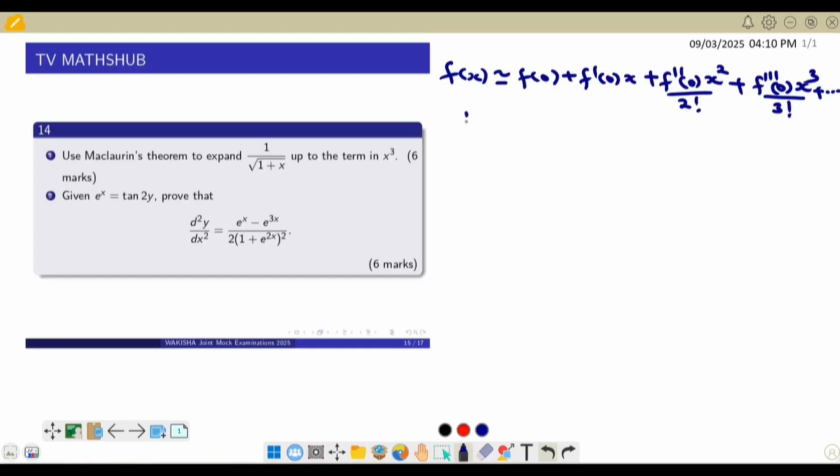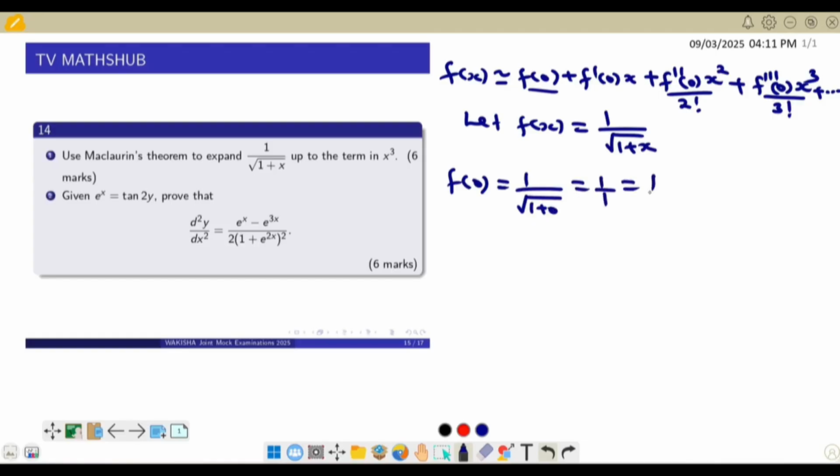So what we shall do is we shall relate our f of x to be the same as 1 divided by the square root of 1 plus x. So we need to express this f of x in the form of this expression. According to this, we need f of 0, and we know f of x, so we can easily get f of 0. f of 0 is the same as 1 upon the square root of 1 plus 0, and this is 1 upon 1. So this will give us 1. So f of 0 is the same as 1.